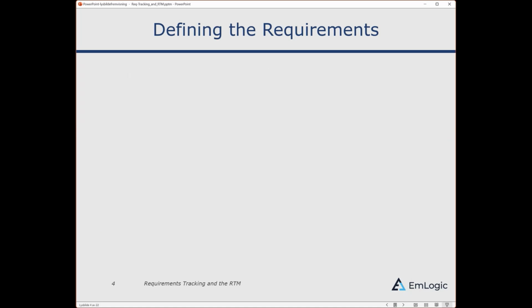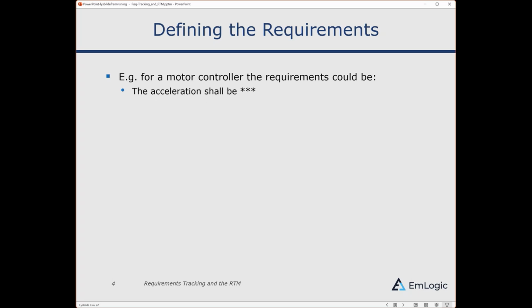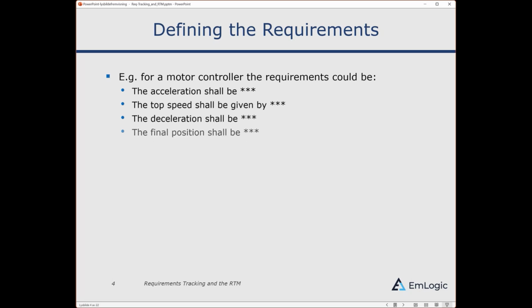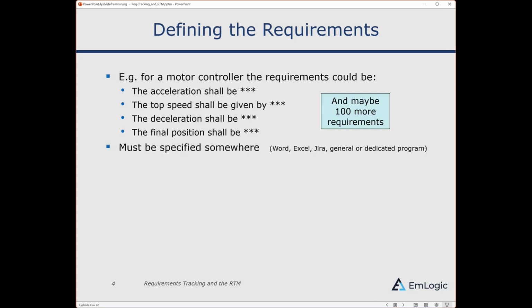So let's look at how we can define these requirements. Let's take an example with a motor controller and look at some sort of a really reduced requirement list. It could be, for instance, that the acceleration should be a certain thing. We have requirements to the top speed, requirements to deceleration, and requirements to the final position of this motor. And there could, of course, be lots and lots of other requirements as well to this motor controller. They must be specified somewhere.